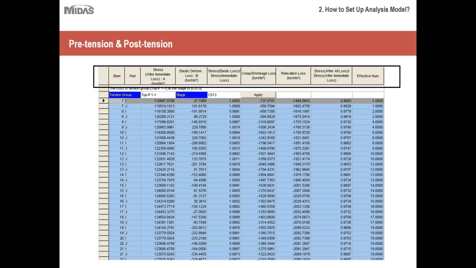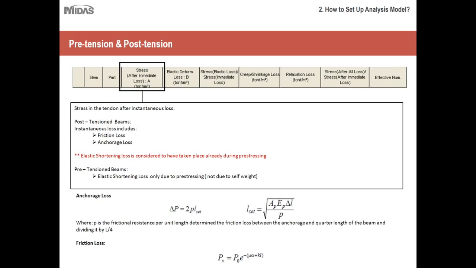So I'll go a little more in depth for the pre-tension and post-tension losses. As you can see, this is a table where you have different column heads, and in these columns you can see some values for one of the tendons at a given construction stage. So let me quickly explain what these losses are that you need to consider. To start with, we have to consider the stresses after immediate losses. By immediate losses we mean the instantaneous losses that occur.